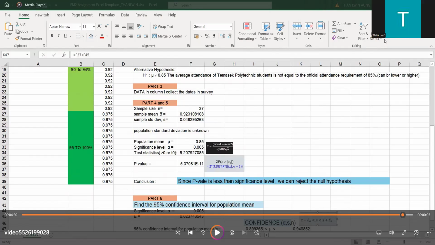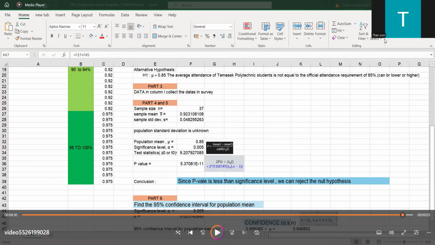Part two: because the assignment required a two-tailed test, I set the null hypothesis mu equal to 0.85, which means the true mean attendance rate of the DB students is equal to 85%, and the alternative hypothesis, which is the negation of the null hypothesis, mu is not equal to 0.85. So the true mean attendance is not equal to 85%. It can be lower or higher.